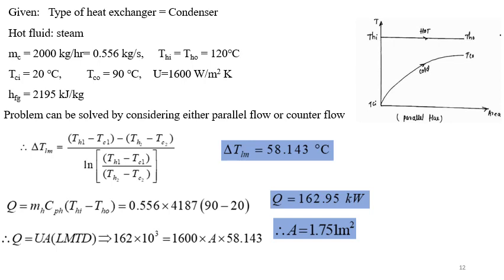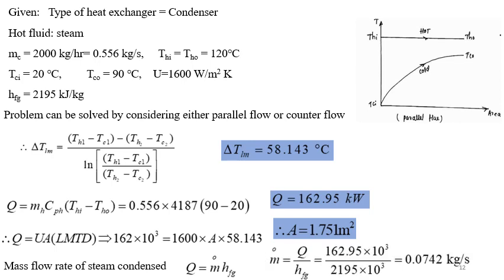Now we know the amount of heat gained by the cold fluid, and by energy balance that is equal to the heat lost by the hot fluid, isn't it? So this Q 162.95 is equal to QH. So QH is equal to m dot into HFG. HFG is known, so calculate the rate of steam condensed: Q is equal to m dot into HFG. Therefore m dot is equal to Q by HFG, and equating all the values you can calculate 0.0742 kg per second, and later you can convert that into kg per hour. So this is the solution.